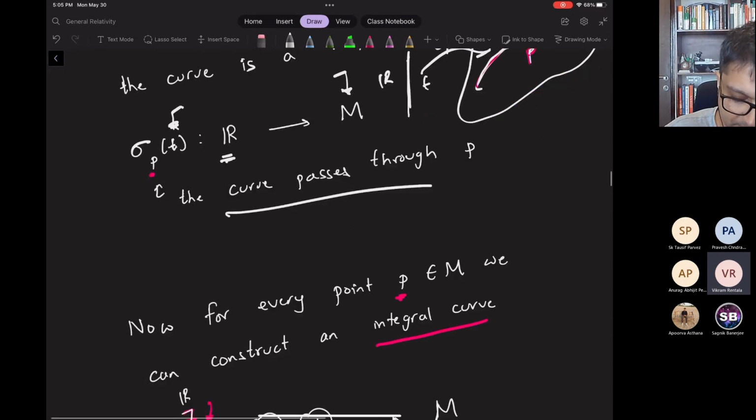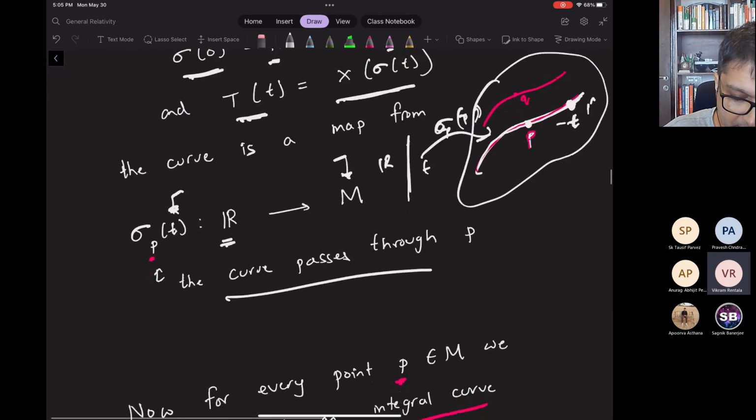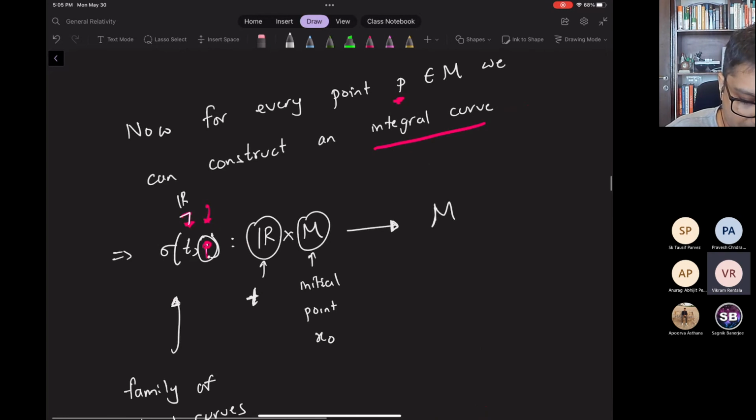That's called a P prime. If you had given me a point Q, then I would have moved an amount T along this curve and I would have found point Q prime. So if I change the point P, then I get a different map.